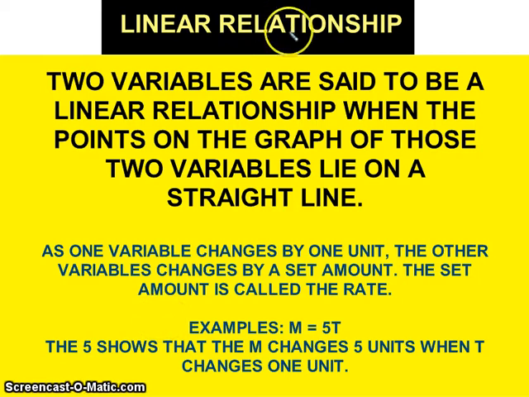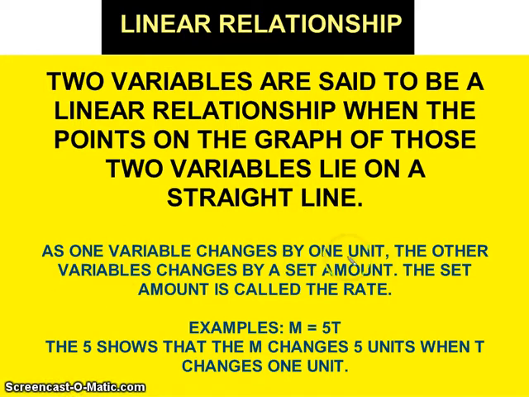Next one, the bumblebee slide. Linear relationship. What does it mean to be a linear relationship? Well, two variables are said to be in a linear relationship when the points on the graph of those two variables lie on a straight line. Some of you like to call these linear relationships. Well, it's technically pronounced linear, but we're not going to cry over that. Line, linear, so it has to be a straight line.